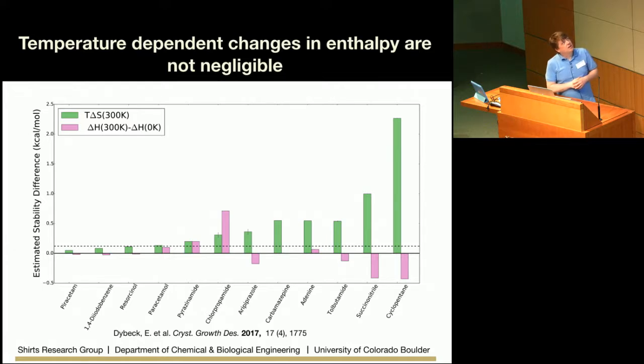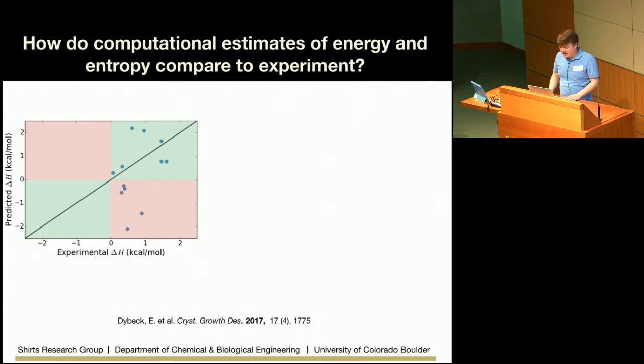So another interesting thing is that the temperature-dependent changes in enthalpy are not negligible. Because there's a decent amount of conformational motion, the enthalpy at 300K minus the enthalpy at 0K, the lattice energy, is pretty significant. In some cases, it's comparable to entropy. For example, in this case, why does that molecule have an entropy difference that's so large at one temperature? That's something we've not quite figured out yet, but that's pretty clear.